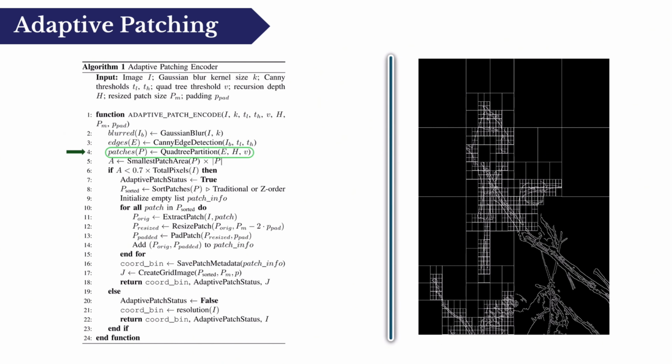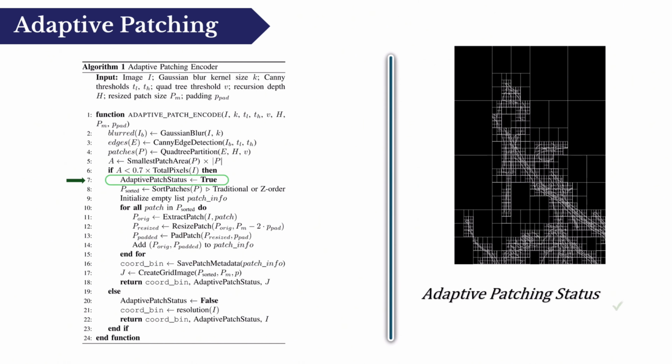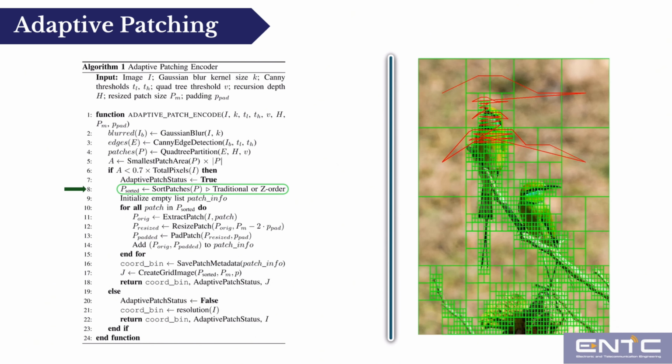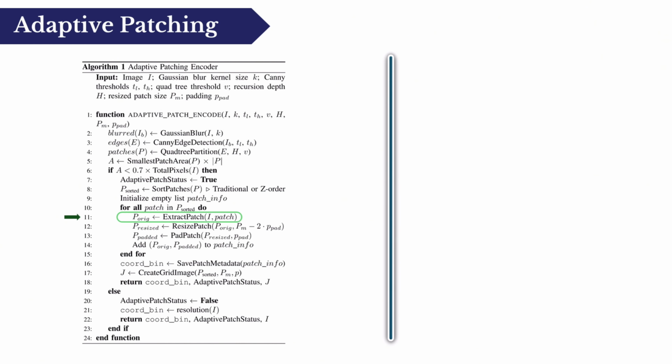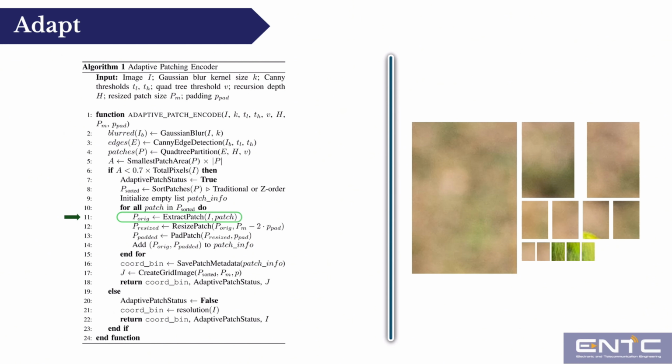Regions with fewer detected edges below the specified threshold are assigned larger patches, while regions with more complex edge information are further subdivided into smaller patches. Since below 70% of the image pixels contain image contents, the adaptive patching status is set to true. The generated image patches are then arranged in a left to right, top to bottom order. Next, the patches are extracted from the original image according to the established order for further processing.